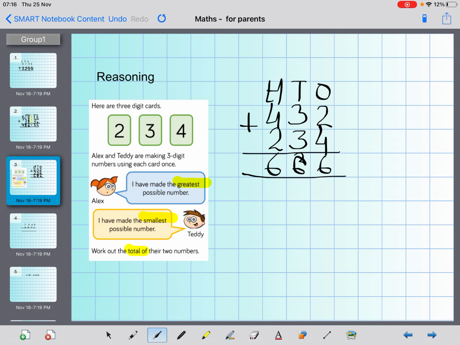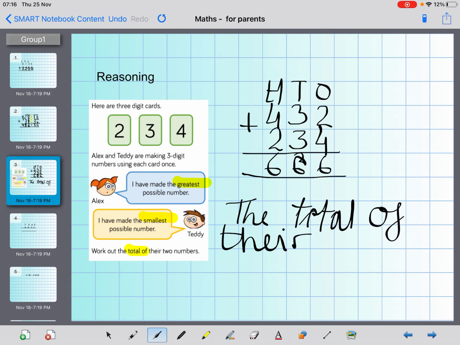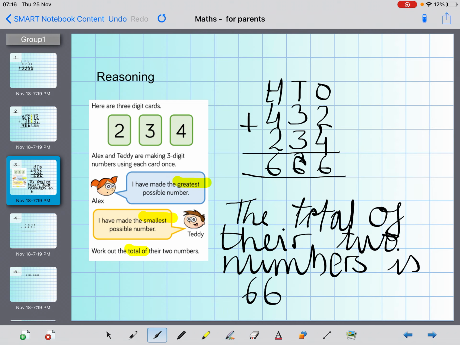I would then encourage the children to write a sentence to make sure that they have understood that they are actually answering the question. This helps to encourage the children to think about what they have actually done in the question and to see if it is actually answering what the question has asked me to do. So I would write: the total of their two numbers is 666.